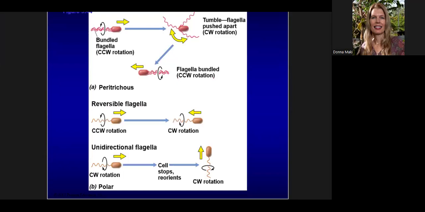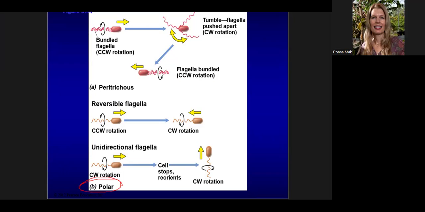All right, so let's assume it was built correctly. The torque force is happening. How are they moving? Well, turns out it depends on how many flagella the bacteria have and where they're built on the cell of the bacteria. So here you can see, let's start with the one on the bottom, polar.